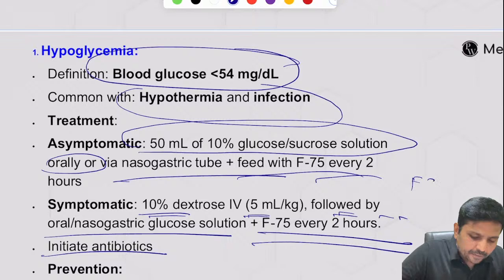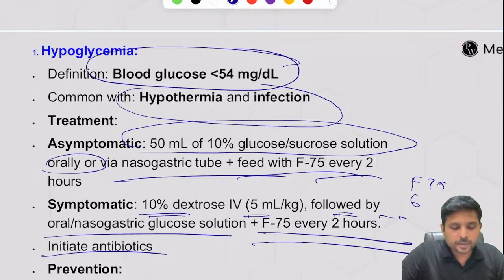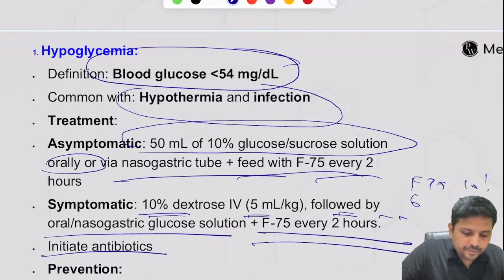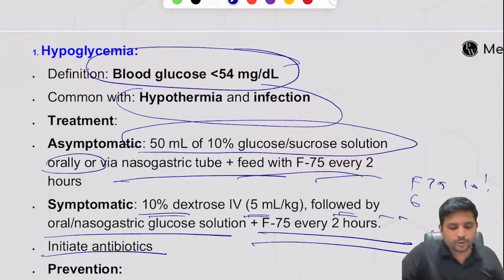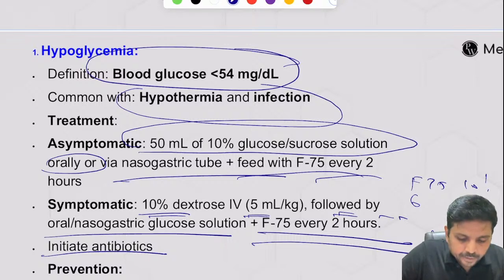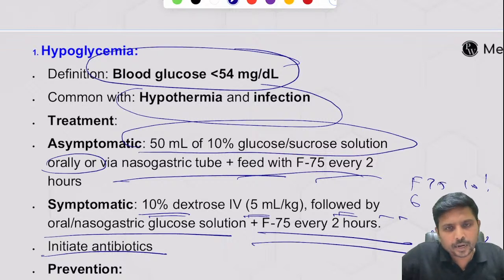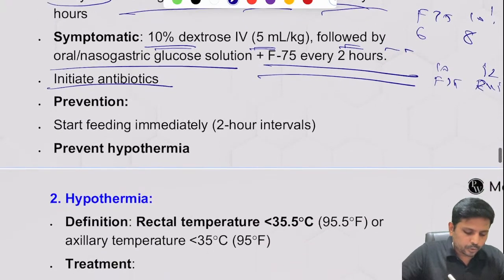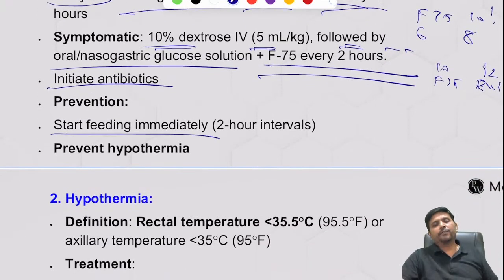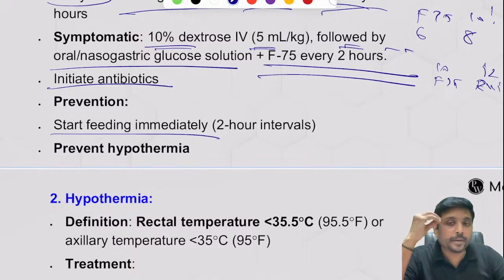That means if F75 formula is given at 6 o'clock, 10% dextrose will be given at 8 o'clock. In that way, again at 10 o'clock F75 formula, and at 12 o'clock you can use ready to use therapeutic food. So high energy formula at 1 hour, and then after 2 hours ready to use therapeutic foods. Okay, so you are giving 50 ml of 10% dextrose or 5 ml per kg of 10% dextrose.